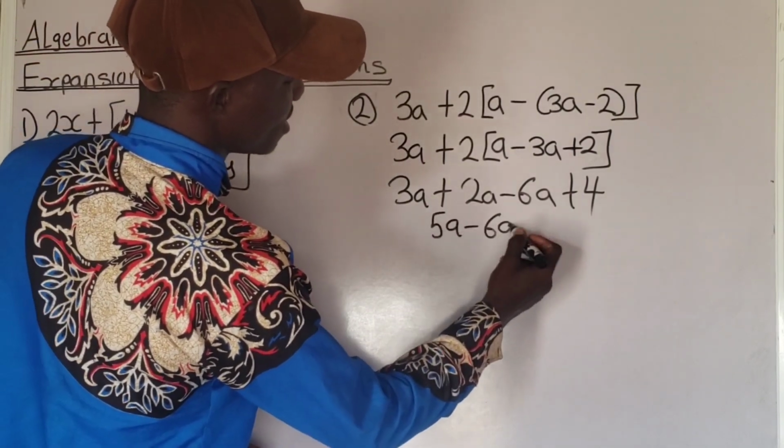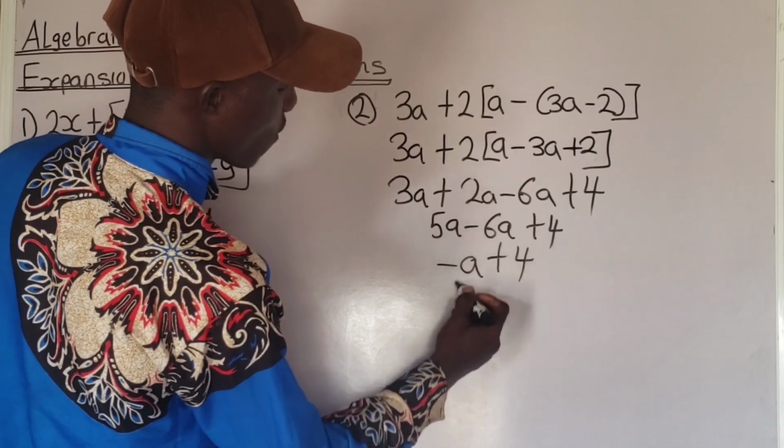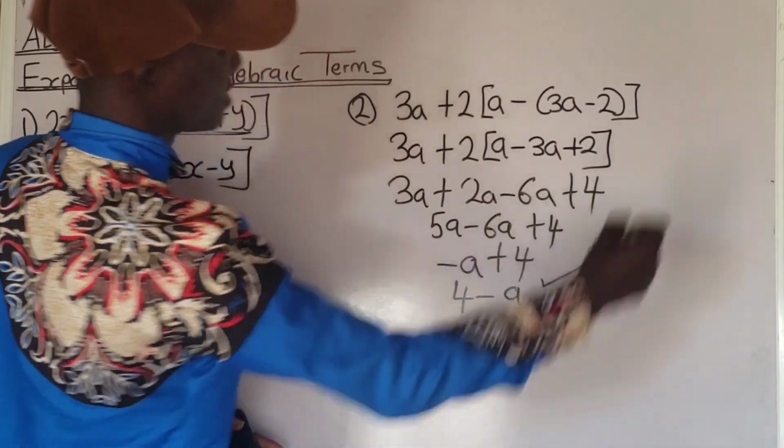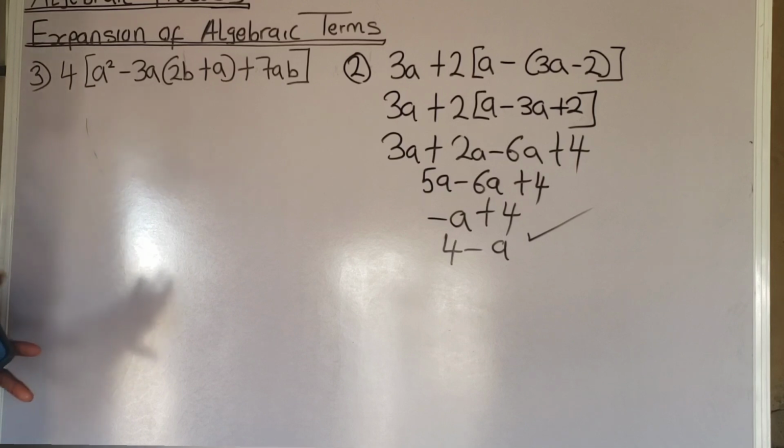5a minus 6a plus 4 will give me -a plus 4, or 4 minus a. That's the answer. Okay, we have the third question. We are asked to expand 4, all in bracket a squared minus 3a, in bracket 2b plus a, plus 7ab.